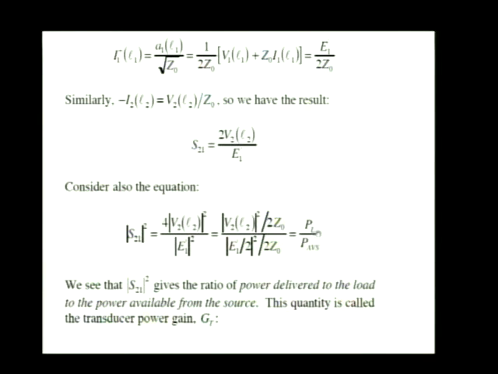In terms of powers in the text, the following equality is shown. That is that the magnitude of S21 squared is equal to the power at the load divided by the power available from the source. That is to say, magnitude of S21 squared is the ratio of power delivered to the load divided by power available from the source. This is another important quantity. We're going to see it a lot, so we'll give it a name. We'll call it the transducer power gain of the two-port network.